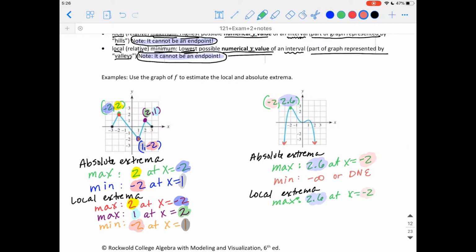But I also have, if I were looking at the right part of the graph, a little hill right there. So this is gonna be (1, perhaps 0.5). So I'm gonna have another local max of 0.5 at x equal to 1. So let me highlight there. Oh, it's almost the same color, sorry.